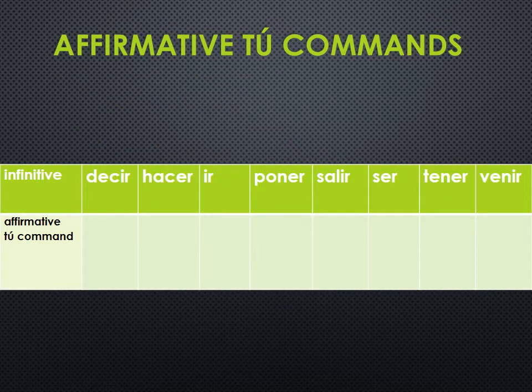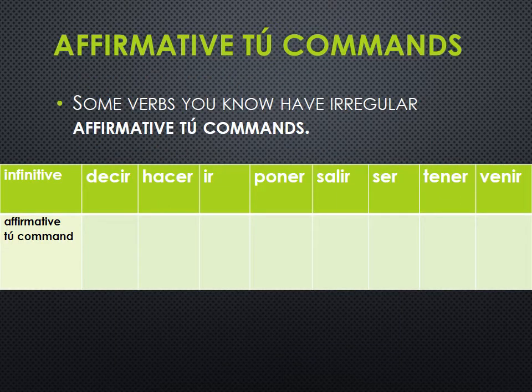Okay. Some verbs that you know have irregular affirmative tú commands. Okay? And there are 8 of them. Right? So the infinitives are decir, hacer, ir, poner, salir, ser, tener, and venir. Now, these verbs are all irregular anyway. So some of them are just irregular in the yo forms. Others are completely irregular. So it kind of makes sense that these are irregular affirmative tú commands.